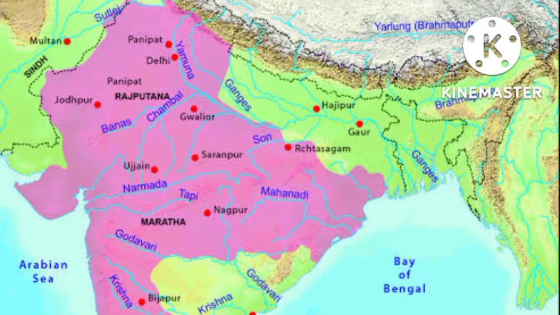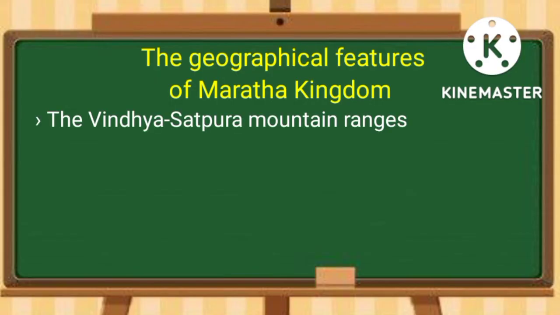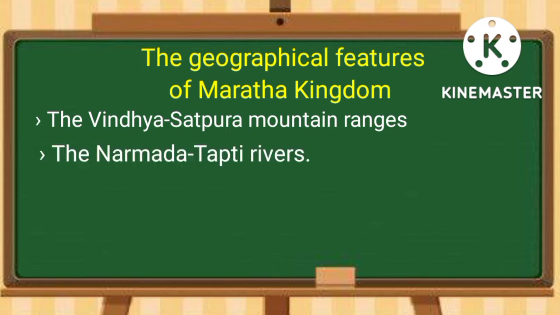The geographical features of the Maratha kingdom protected them from other dangers and other dynasties and helped them to grow. Those geographical features were the Vindhya and Satpura mountain ranges, which defended against their enemies and helped them to grow. The Narmada and Tapti rivers also divided them from other regions, and these rivers ensured water for the Maratha kingdom.